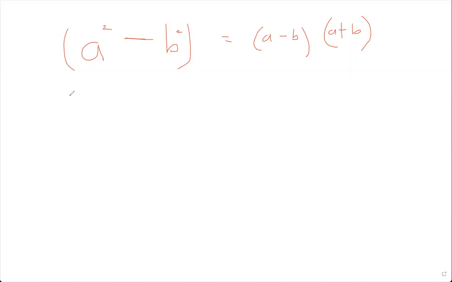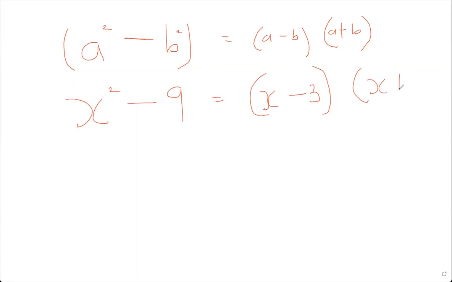So if you have this example, if you have x squared minus 9, that gives you x minus 3, and then you can turn this 9 to 3 squared, so x plus 3. So that is it. That's the difference of two squares.